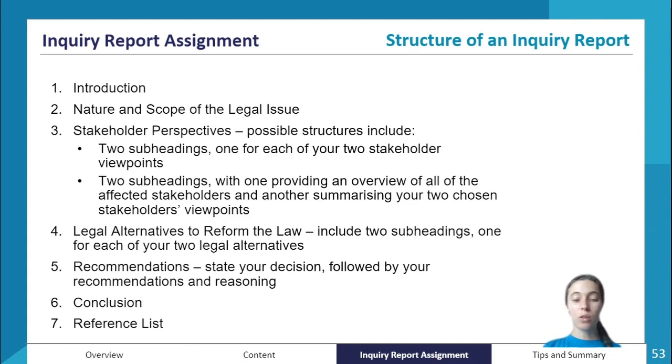And then, of course, you'll have your recommendations. In this section, you want to state your decision, followed by your recommendations and your reasoning for the recommendations. The reasoning is really important, so make sure you don't skip that aspect. Then you'll have your conclusion and your reference list.